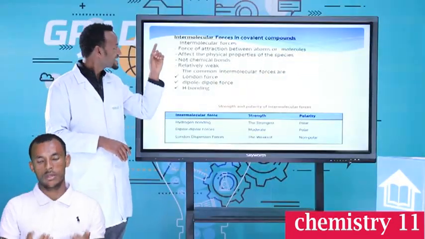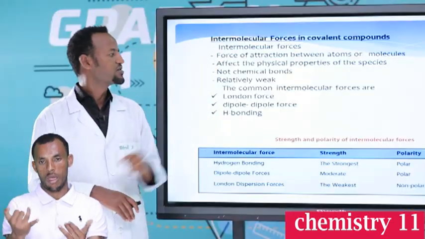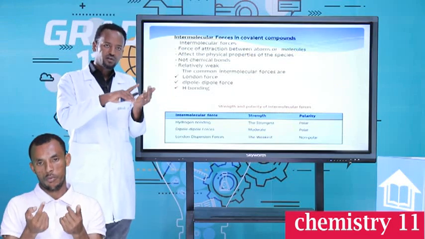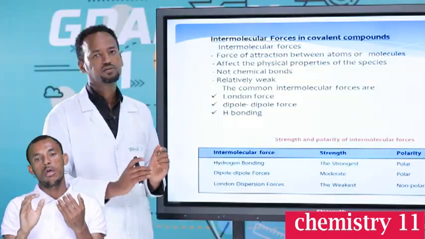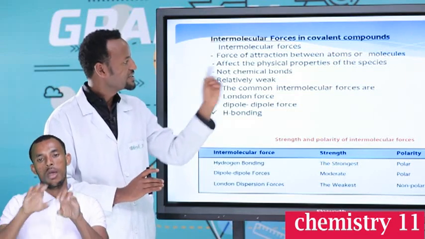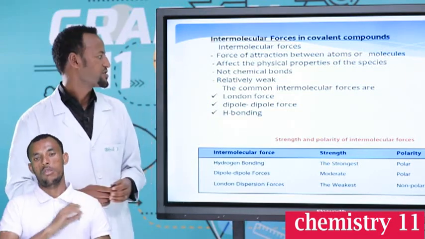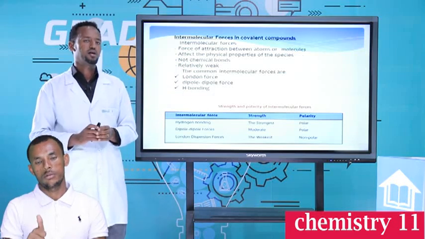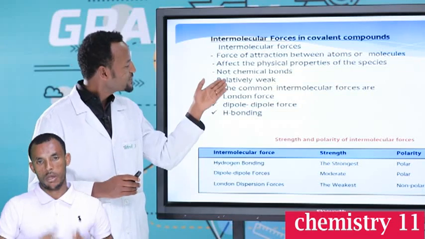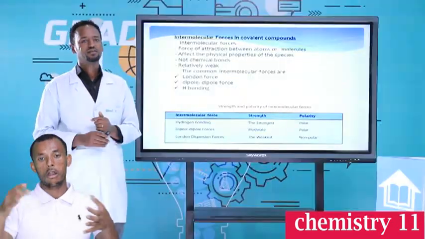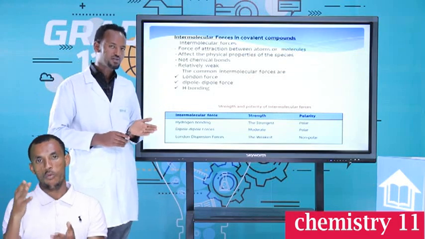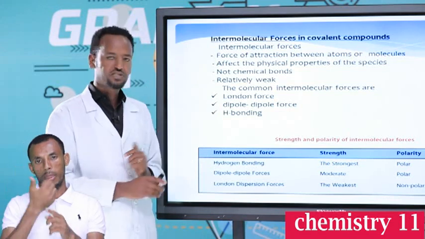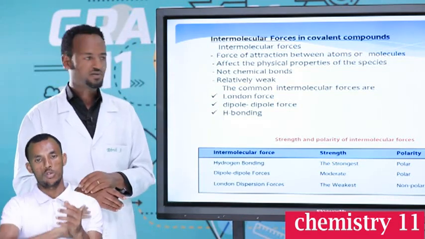Remember, intramolecular force affects the chemical properties of the species. Ionic bond, covalent bond, and metallic bonds are chemical bonds. This is not chemical bonds. This affects the physical properties of the species. Therefore, this one is not chemical bonds because it does not affect the chemical properties of the species. This one is relatively weak. In the case of intramolecular force, like ionic, covalent, and metallic, it is strong. This one is weak bonds.